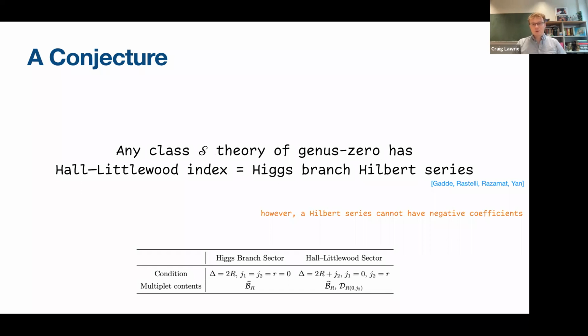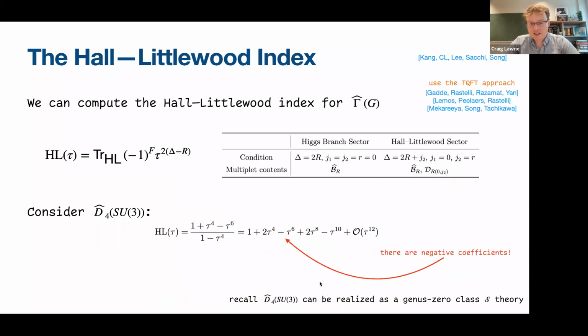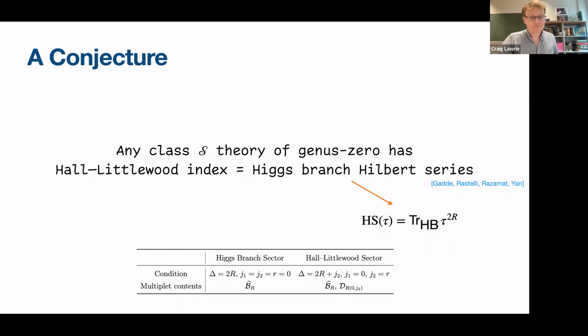However, a Hilbert series cannot have negative coefficients. A Hilbert series is such that the coefficients are the dimensions of some species of homogeneous polynomials of certain degrees. So this quantity that I just told you about cannot be the Hilbert series of anything.